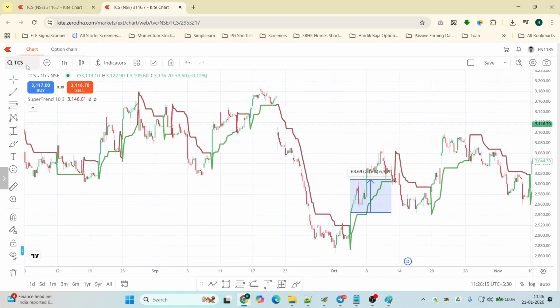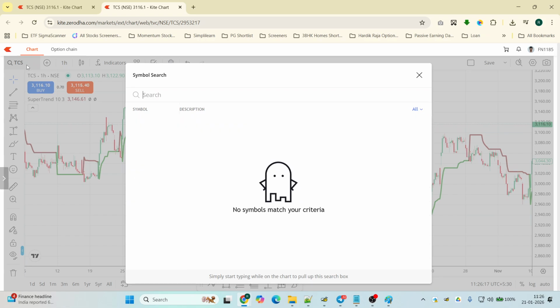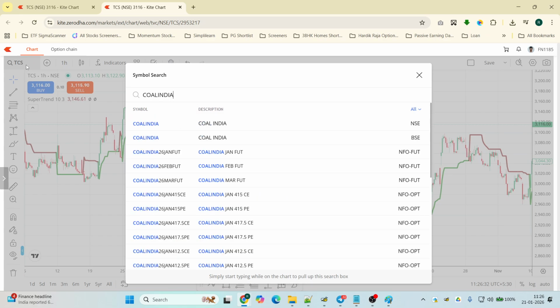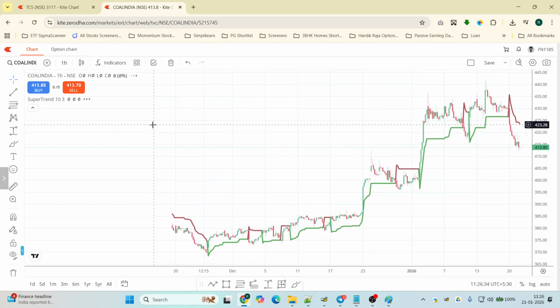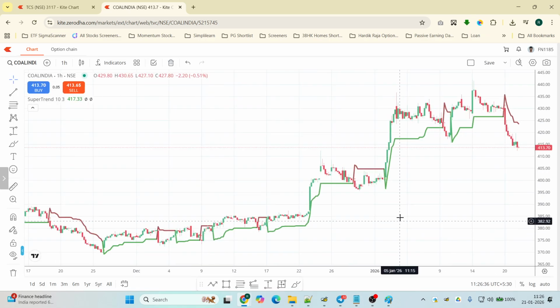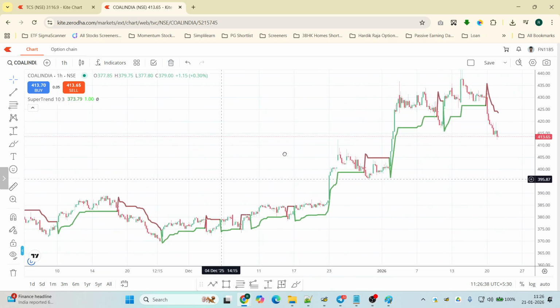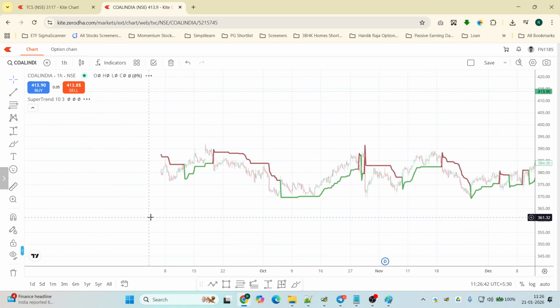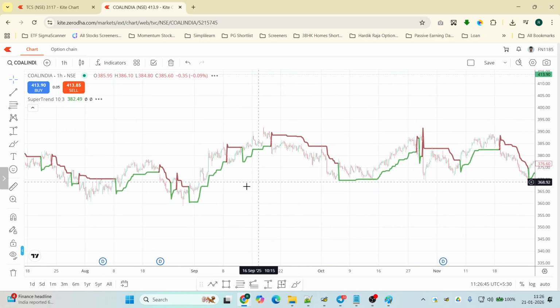Let us now check in some other stock. Let us say which stock can we take? Okay, let us now take the stock of, say, Coal India. Okay, super trend will plot for us exactly, guys. You can see here, this is in a 1 hour time frame.